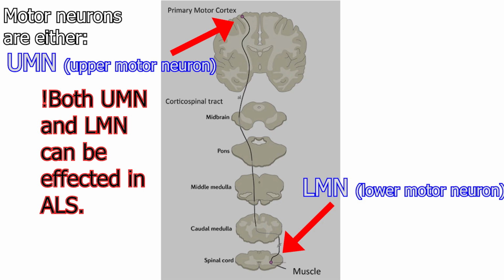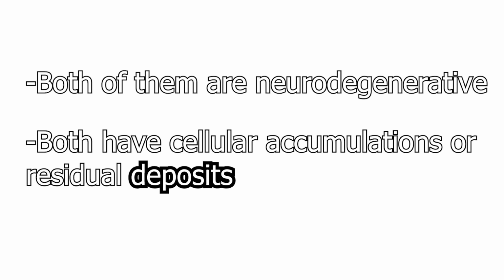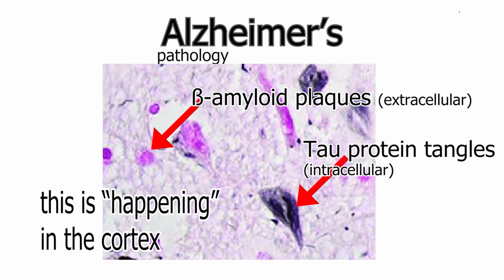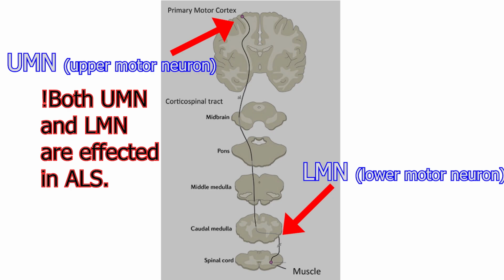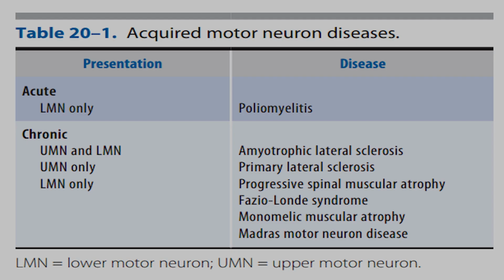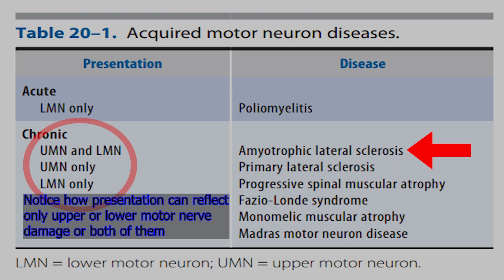If you remember, in our last video we talked a bit about Alzheimer's, and one of the things in common between these two diseases is the accumulation of certain cellular deposits, whether it's in the cortex of the brain, such as in the case of Alzheimer's, or in the case of ALS, where damage usually involves the upper and lower motor neurons.